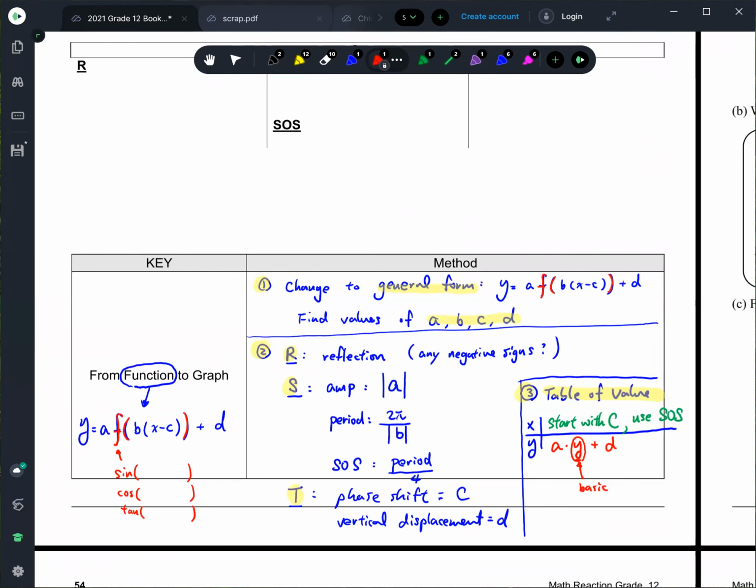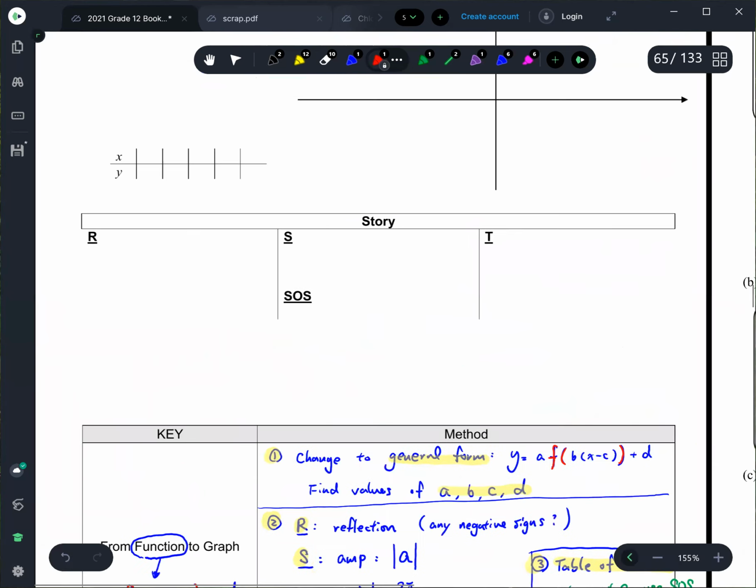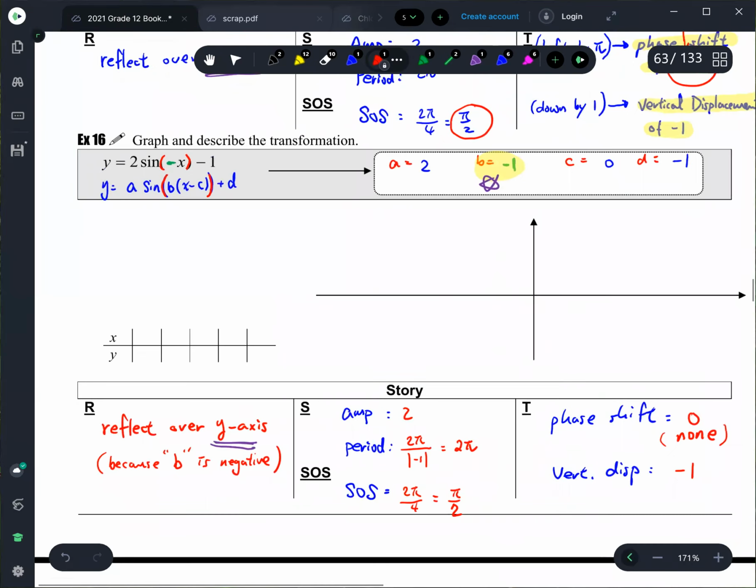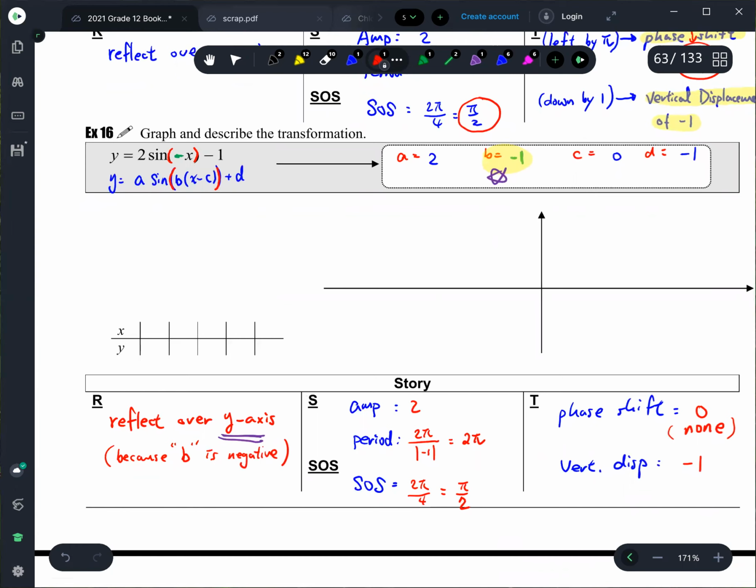So, start with C, and then use SOS. If it was last week, you could use SOS right away, right? But today we have a phase shift. You have to start with C, okay? So how do we get the x value here? Start with C. What's the C here? 0. Okay, so this one is easier, right?